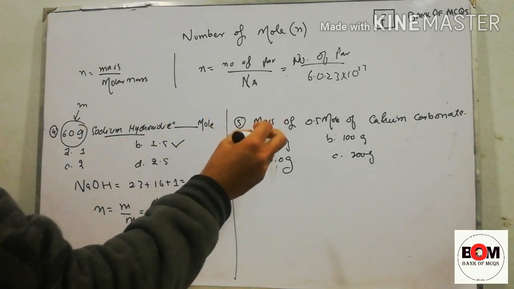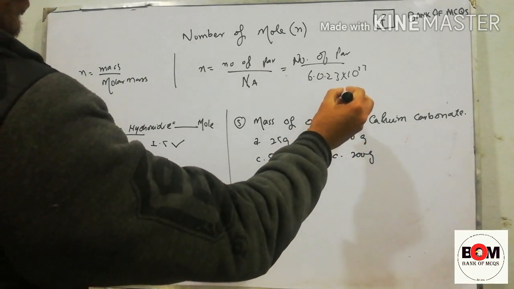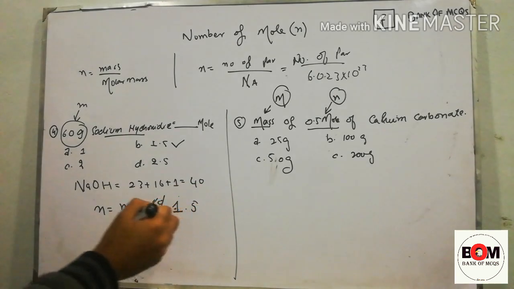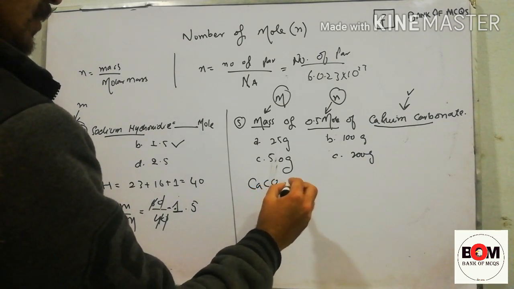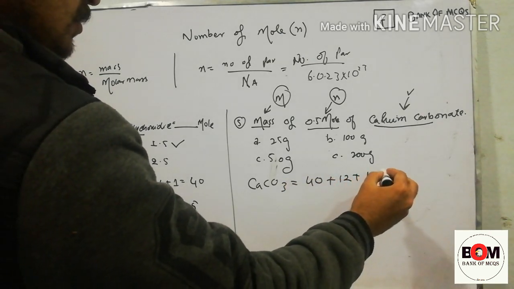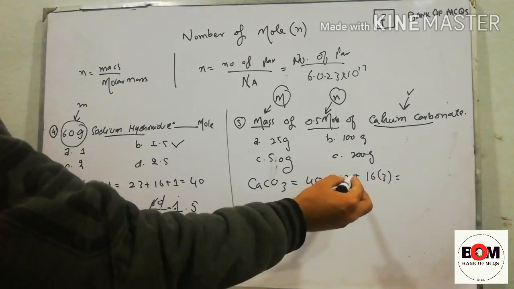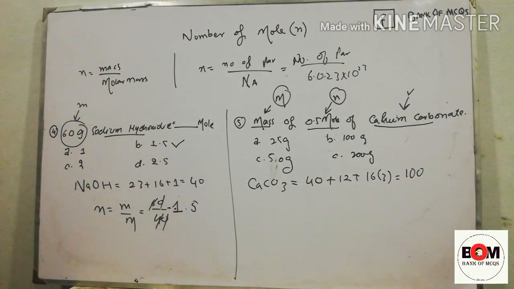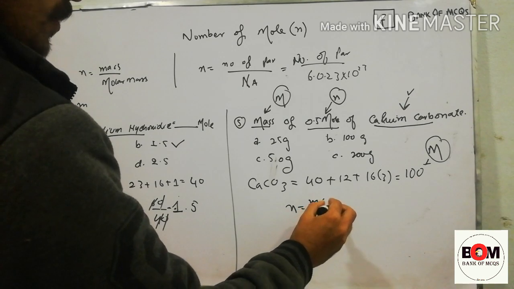Now MCQ number 5 is: mass of 0.5 mole of calcium carbonate. So given is number of mole, 0.5, find mass. Now the compound is calcium carbonate. Formula of calcium carbonate is CaCO3. Ca mass is 40, carbon is 12, oxygen is 16, and there are 3 oxygen, so we multiply by 3, that becomes 48. 48 plus 12 is 60, 60 plus 40 is 100. So the molecular weight of calcium carbonate is 100, that is denoted by M. So we know that number of moles is equal to mass divided by molar mass.